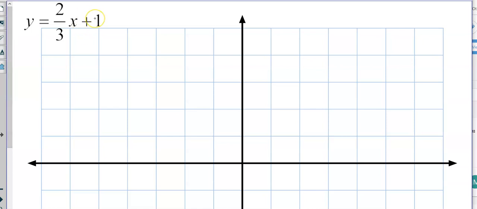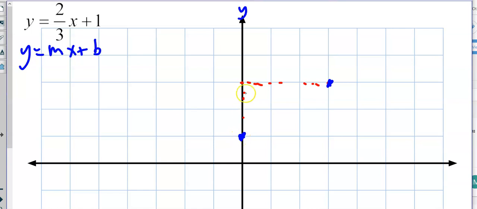Always start with the y-intercept. Remember, slope-intercept form is y equals mx plus b. B is your y-intercept. So in this case, the y-intercept, this is the y-axis, is 1. So I'm going to plot that point, that y-intercept. The slope is positive 2/3, which means I go up 2, over to the right 1, 2, 3, and make a point.